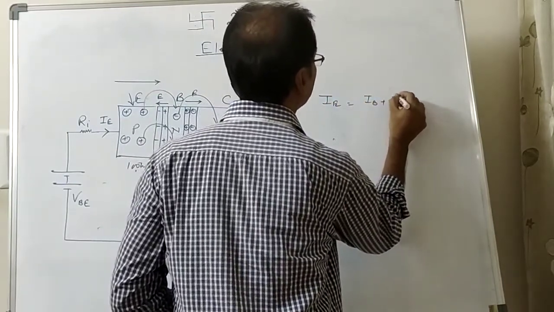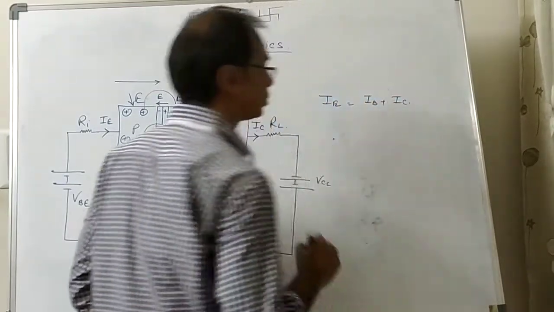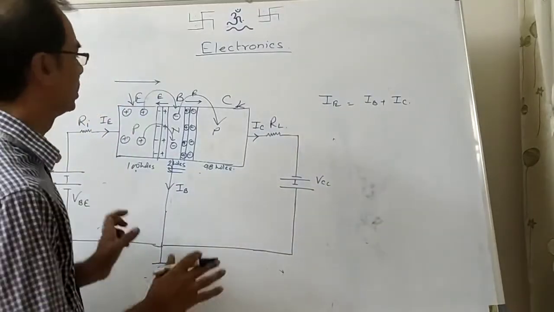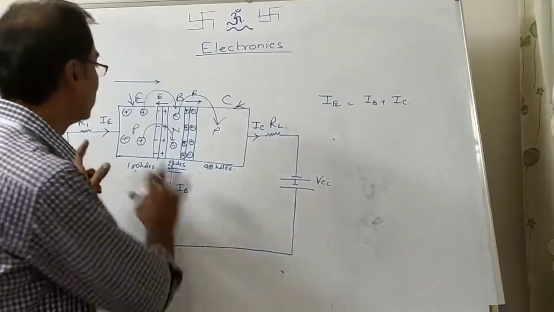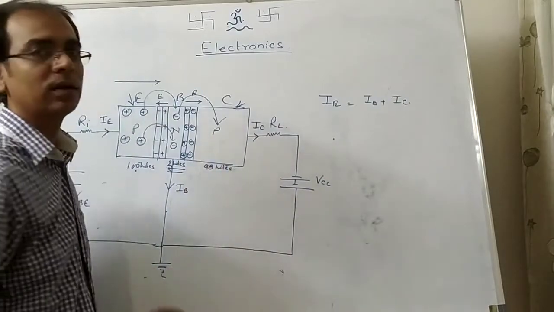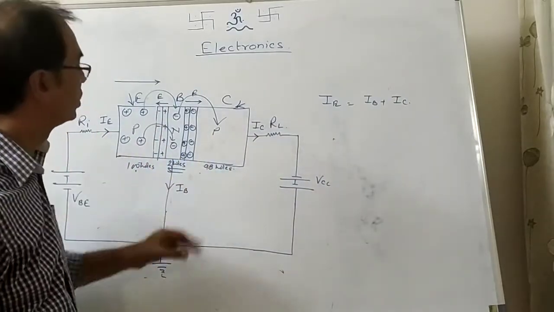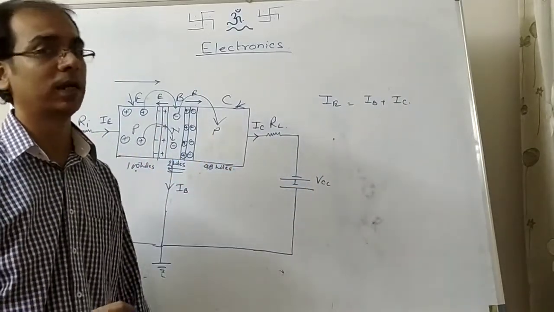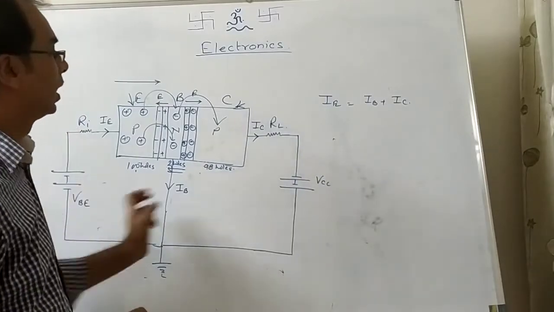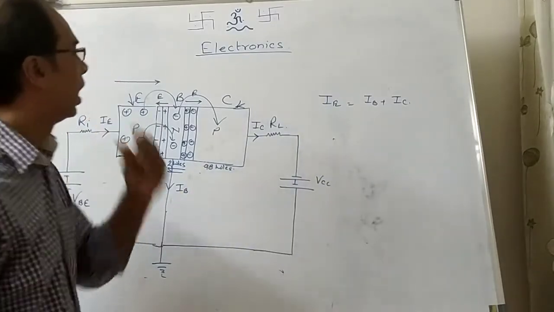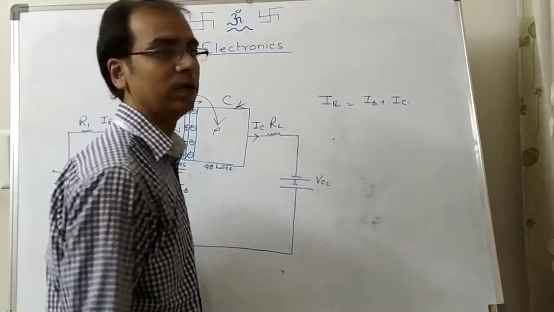IE equal to IB plus IC. Do you understand that? This is a common base. So in this one it is working like a conductor only. You see that from here if 100 holes are moving, here 98 holes we are collecting. Right? It's working like a conductor only. So now IE equal to IB plus IC we got.